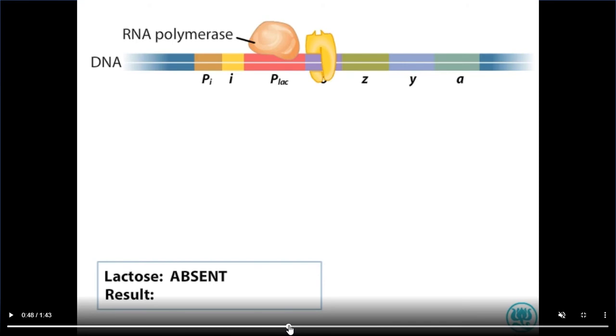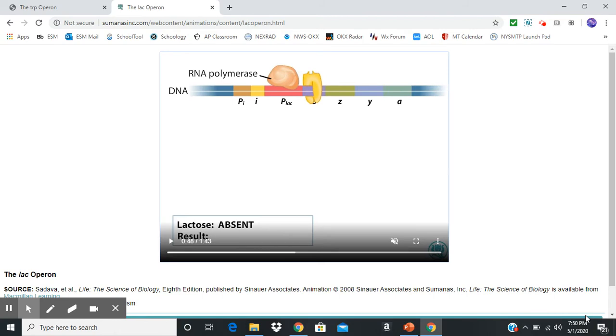Okay, and that's why it's negative feedback, because the response that you're initiating is going to wind up producing something that shuts down that initial response. The same thing happens with the trp operon. Your initial response is that the trp operon's on all the time. You're making a ton of tryptophan. If there's too much tryptophan, you shut down the gene by activating the repressor, and then that turns off your tryptophan production.